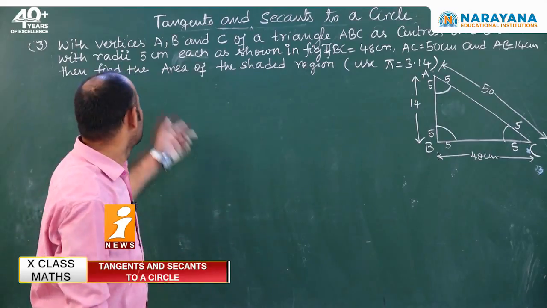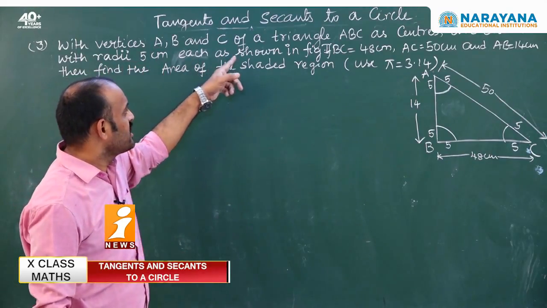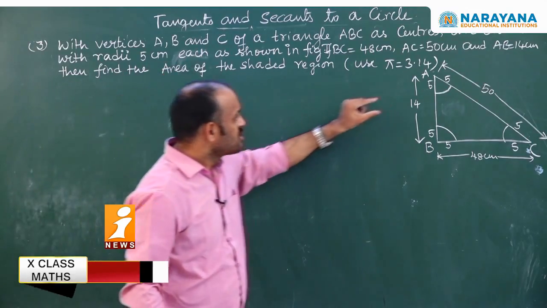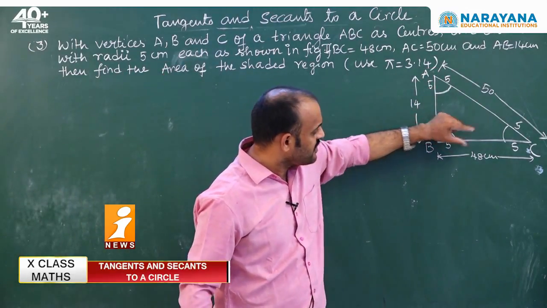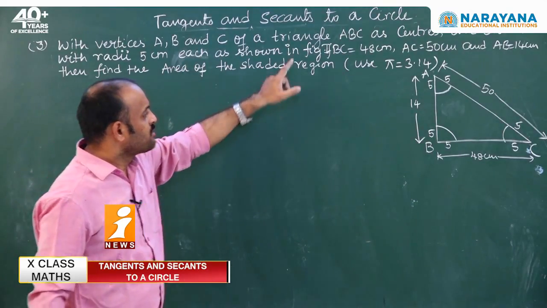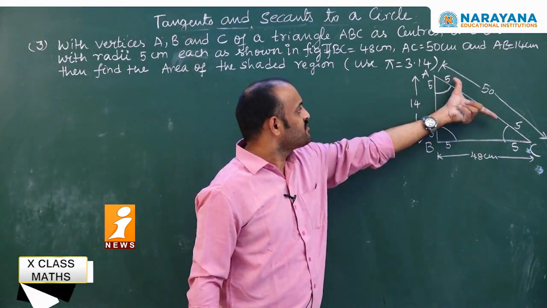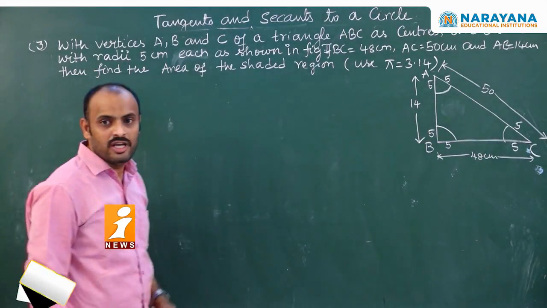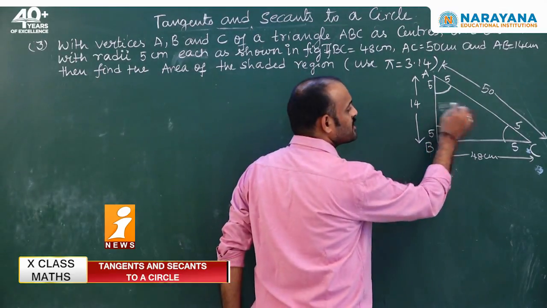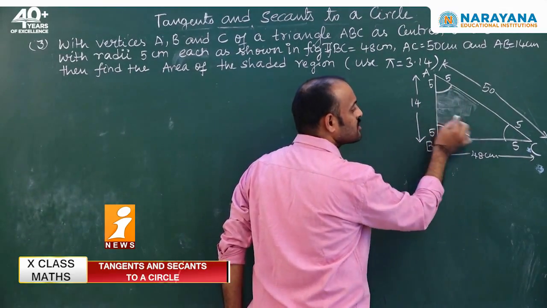See the third question. With the vertices A, B and C, the circles are drawn with centers at the vertices and radii 5 centimeters each. See, 5, 5, 5. As shown in the figure, BC is 48, AC is 50 and AB is 14. Now find the area of the shaded region. Where is the shaded part here? This is the shaded part.